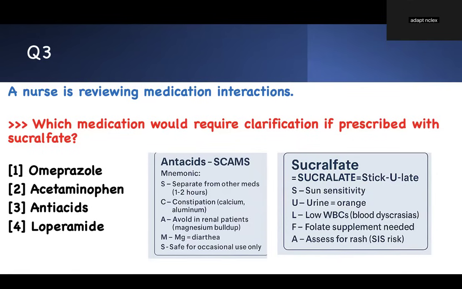What is the problem with antacids? We call them the scams, right? They separate from other medications because of the explanation I gave you: 1 to 2 hours, at least 30 minutes before you can take any medication. Antacids are bad. They cause constipation. Which ones? Calcium and aluminum. You should avoid them in kidney patients who have a buildup of magnesium. So magnesium products for antacids you should avoid. They can lead to magnesium-related diarrhea.